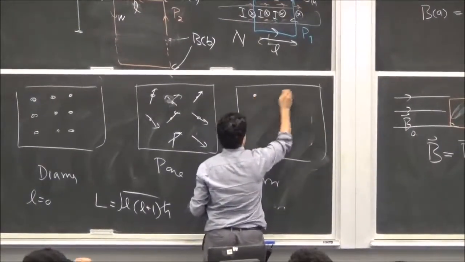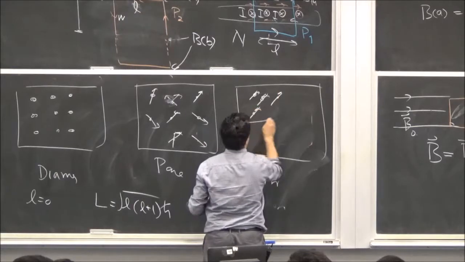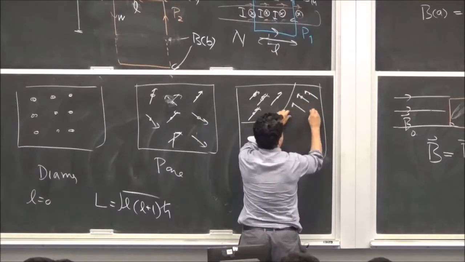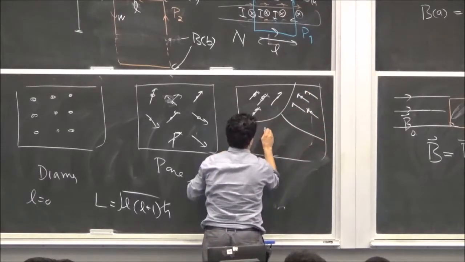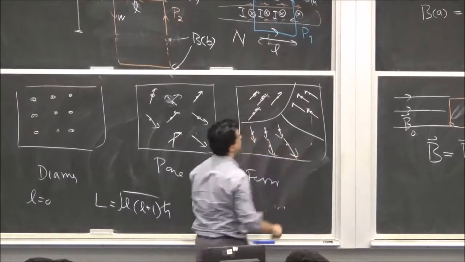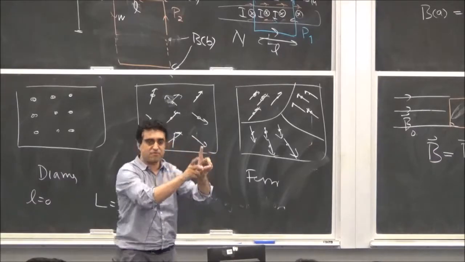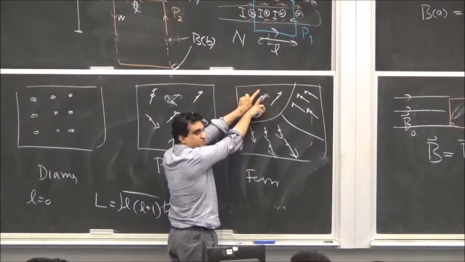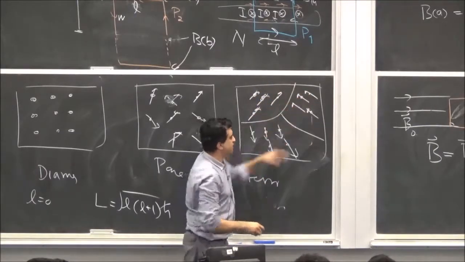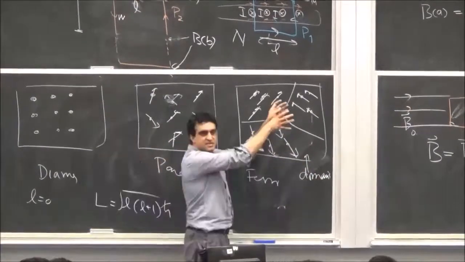But in the ferromagnet, you have a different scenario. You have magnetic moments such that neighboring magnetic moments are aligned in the same direction. Each magnetic moment is strongly connected with the neighboring magnetic moment. So if one is aligned in this direction, the next one is aligned in the other direction, and the next in the other direction, and so on. So you have different so-called domains inside a ferromagnet in the same direction.